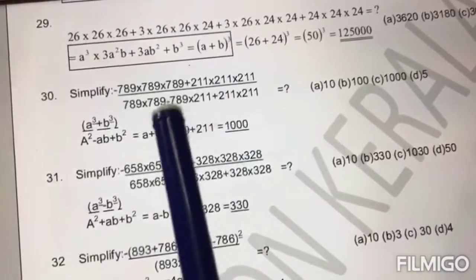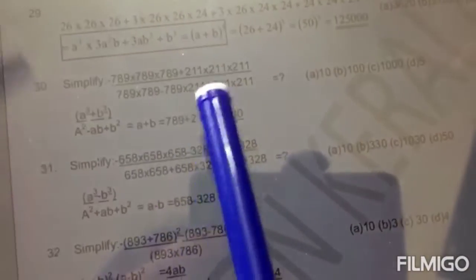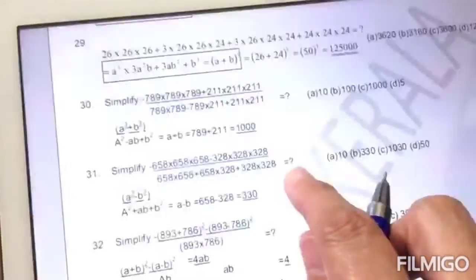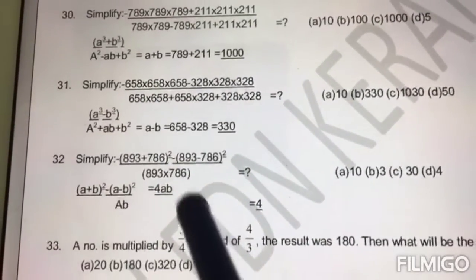30 and 31 are also all about simplification. First, get it in this order, then simplify it, and you'll see that you can get this answer quickly. So 31 is also similar. Simplify it and then you'll get a minus b. Now 32, let's do it.